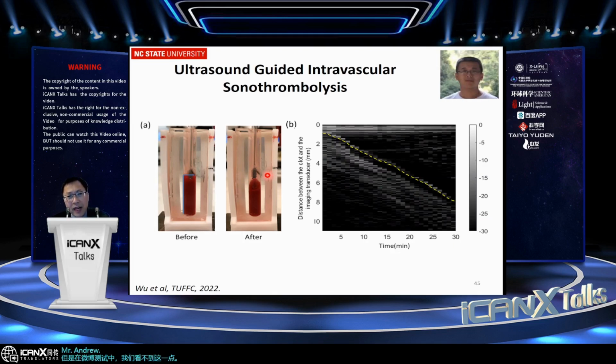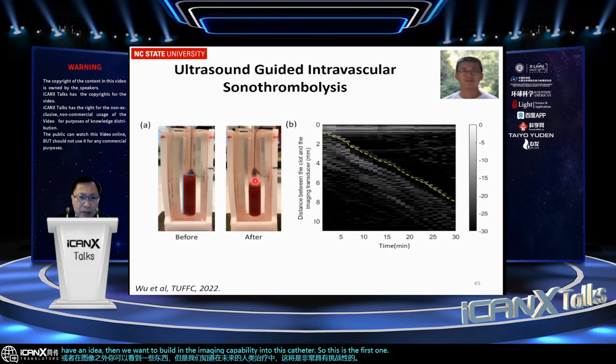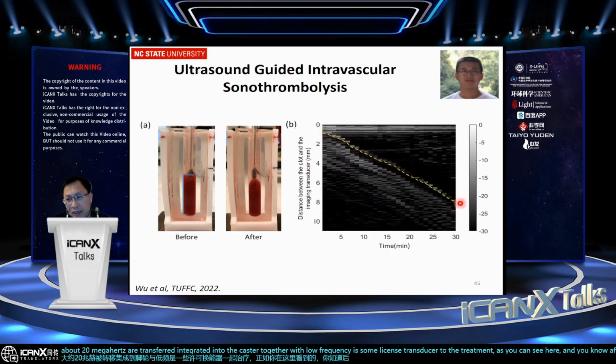With angiography, X-ray, or ultrasound imaging, you can see something, but we know in future human treatment, that's going to be very challenging. So we have an idea: we want to build imaging capability into this catheter. This is the first one where we demonstrated a high frequency, about 20 megahertz transducer integrated into the catheter together with the low frequency thrombolysis transducer for the treatment. As you can see here, after the treatment, we can see the boundary keep going, so that we can trace how long the treatment is and where the blood clot is.